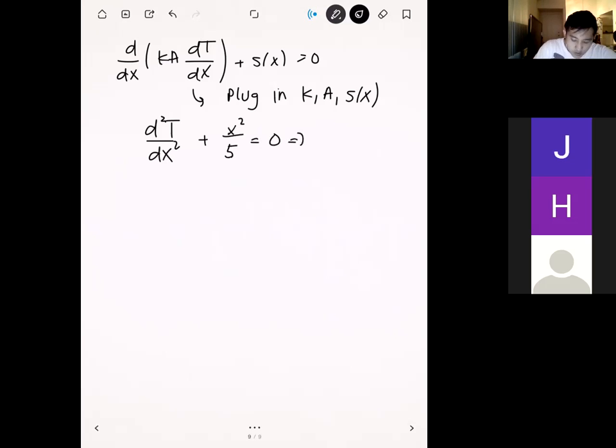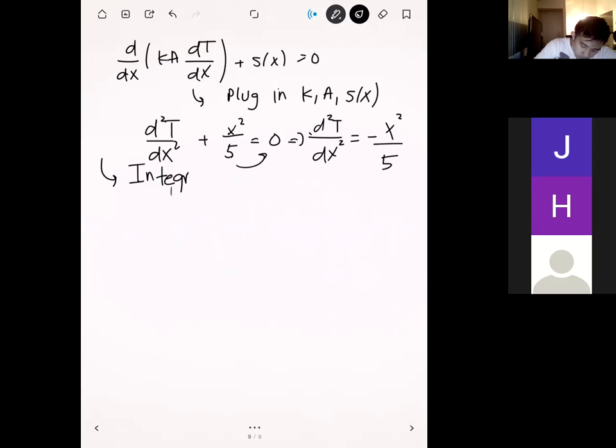Just so we can integrate this easily, let's move this x squared over 5 to the other side. So we have d squared T dx squared is equal to minus x squared over 5. Now that we're in this form, we can simply integrate to find the solution. So let's go ahead and do that. If we perform this integration, on the left-hand side we get simply dT dx.